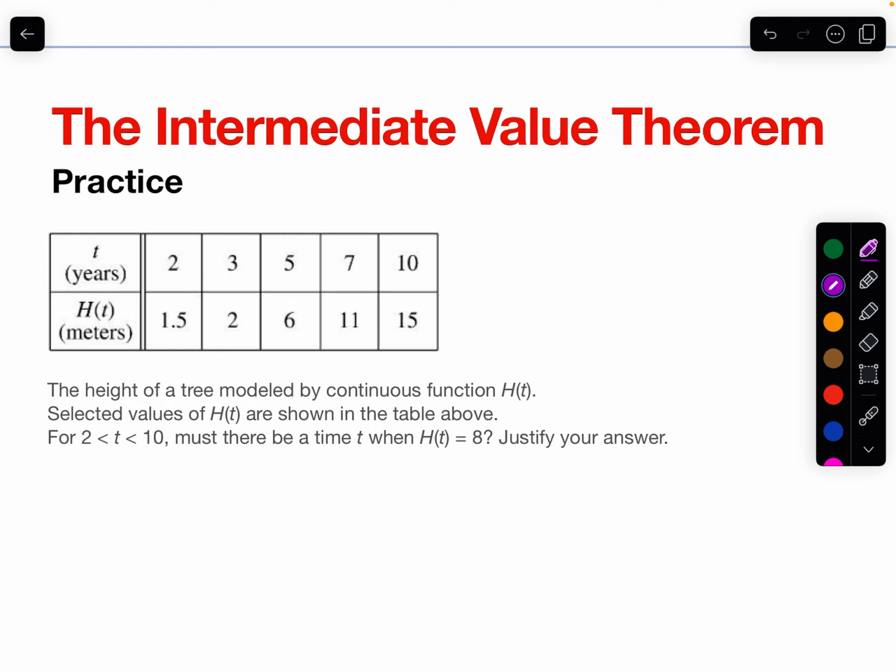The height of a tree is modeled by a continuous function h of t above. Selected values of h of t are shown in the table. For 2 less than t less than 10, must there be a time t when h of t is equal to 8, and we must justify our answer.